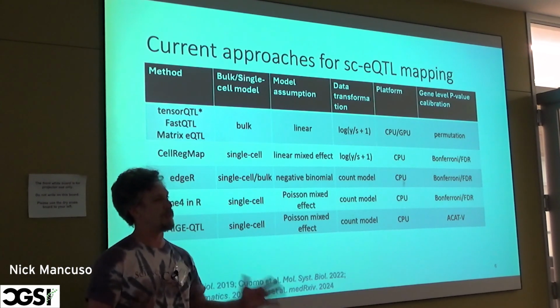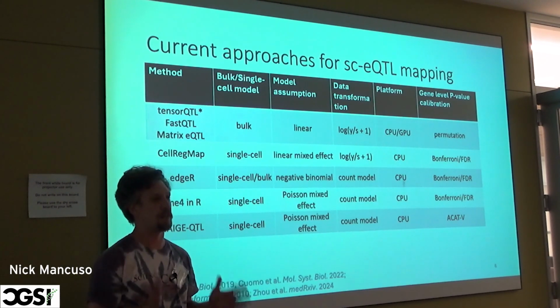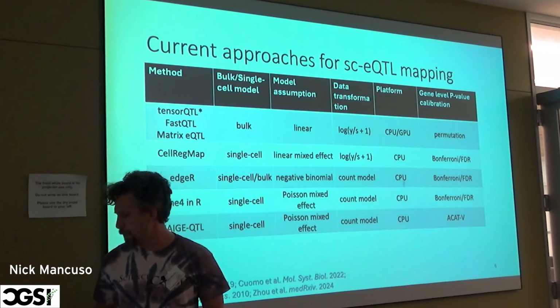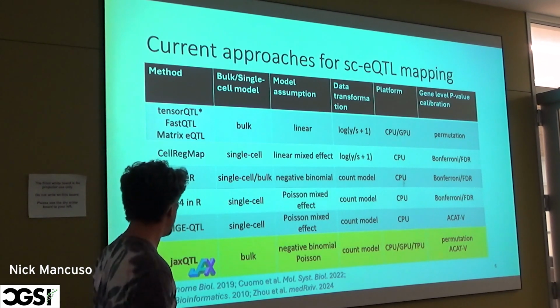But certainly for a first pass, genotype is fixed across samples, it's not going to change across the cell, and your covariates are fixed. Then what we propose is something we call JAX-QTL. So JAX is still there.